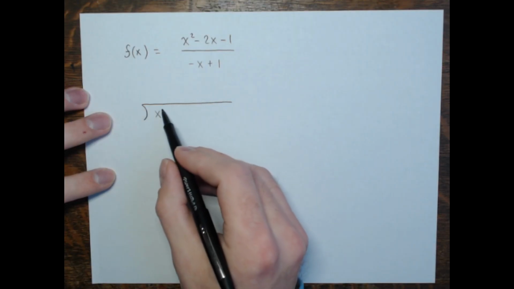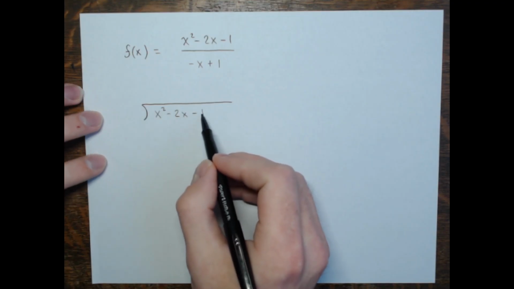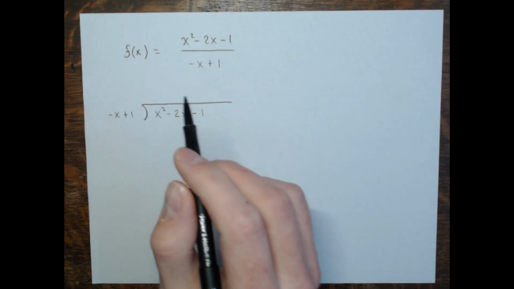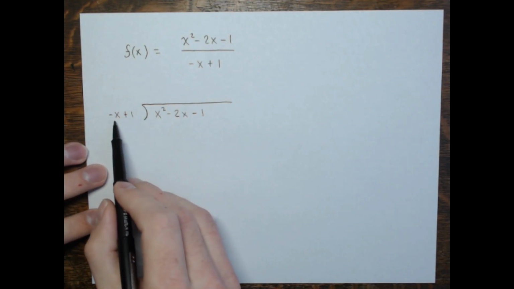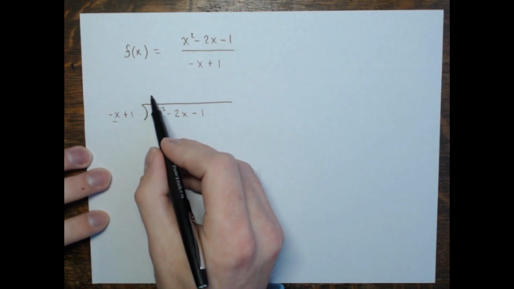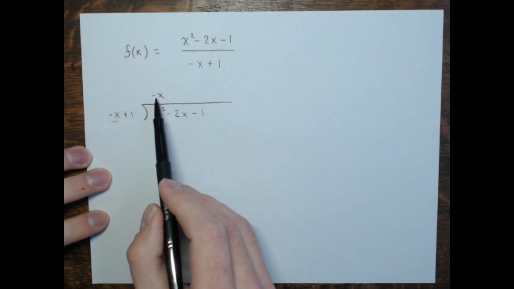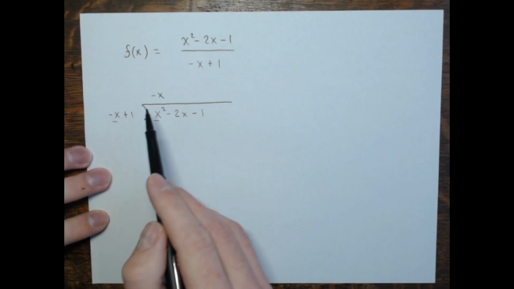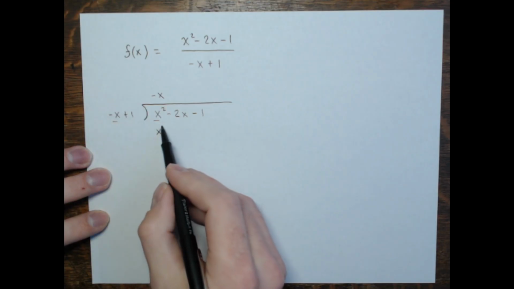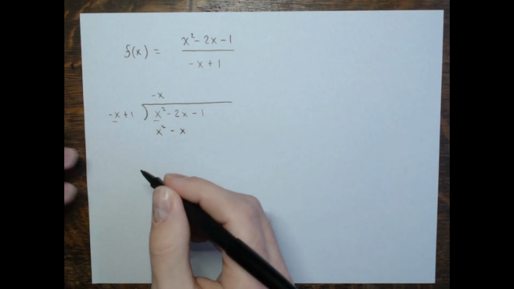So long division symbol, got the numerator polynomial inside, the dividend, and the denominator polynomial outside here, the divisor. So our first step is to divide the lead terms. X squared divided by -x would be -1x, and that'll go up here in the quotient area. And then this gets multiplied by the denominator, the divisor. Write that under here. -x times -x is x squared. -x times 1 is -x, and I'm lining up like terms.